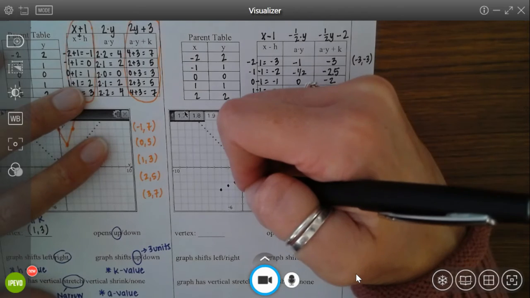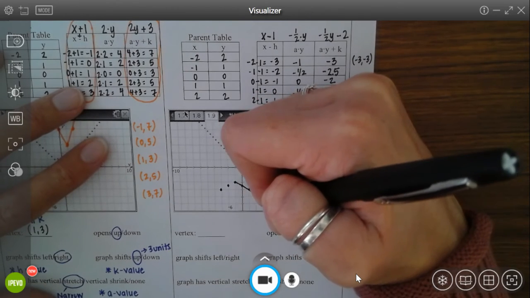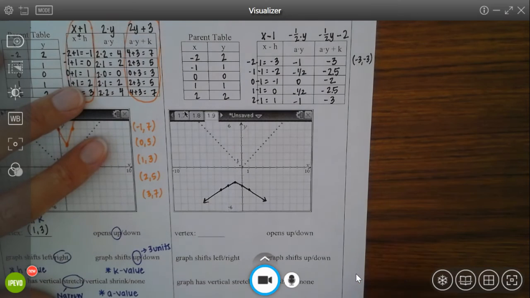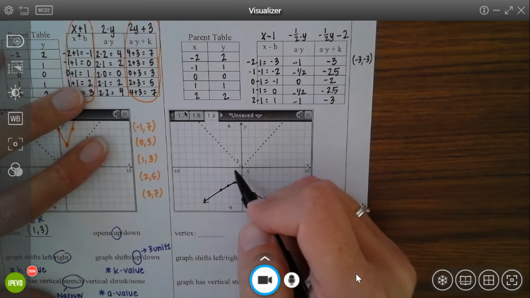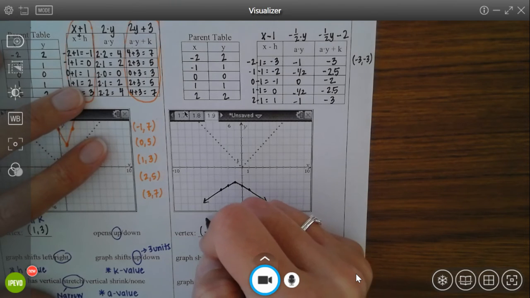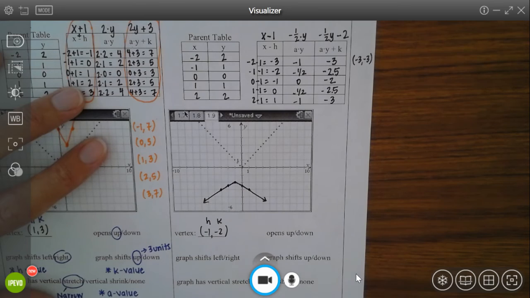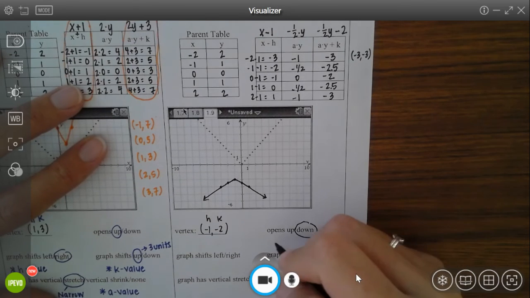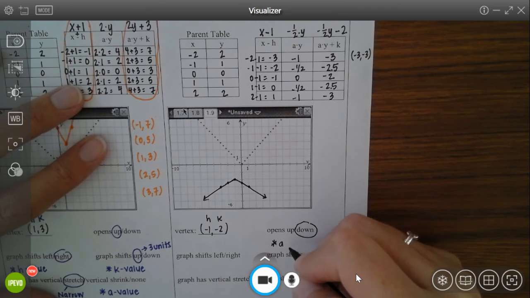So your transformed graph should look something like this. And again, don't forget the arrows on your branches. And then our vertex ends up being at -1, -2, which we were saying in class that is the h comma the k value. This time my graph is opening down, which we kind of talked about at the end of class. That has to do with the a value being negative.